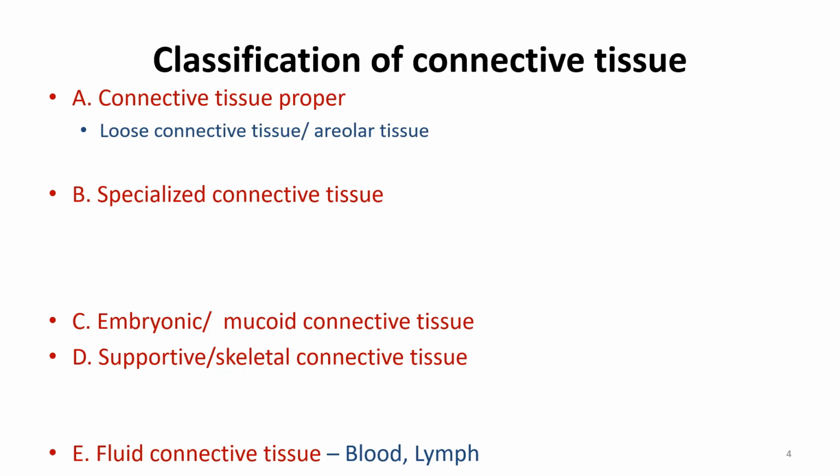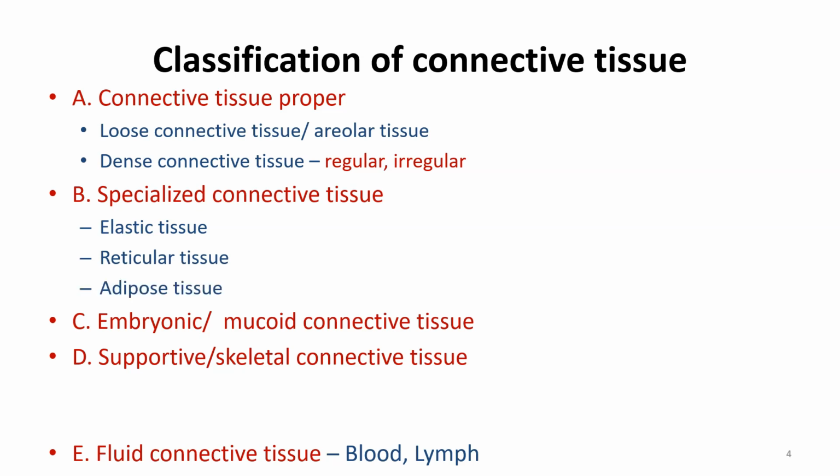Coming to the connective tissue proper, it is divided into loose connective tissue or areolar tissue, dense connective tissue which is of two types, regular and irregular. Specialized connective tissue consists of elastic tissue, reticular tissue and adipose tissue. Under the embryonic connective tissue, we have learned about the umbilical cord, which contains the mucoid connective tissue and we call it Wharton's jelly. Under the supportive connective tissue, there are two types. One is the cartilage and the other is the bone.